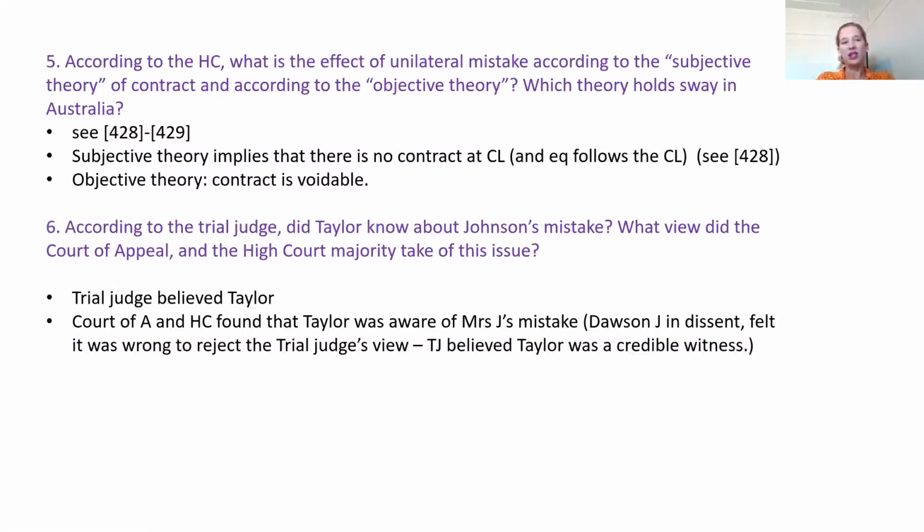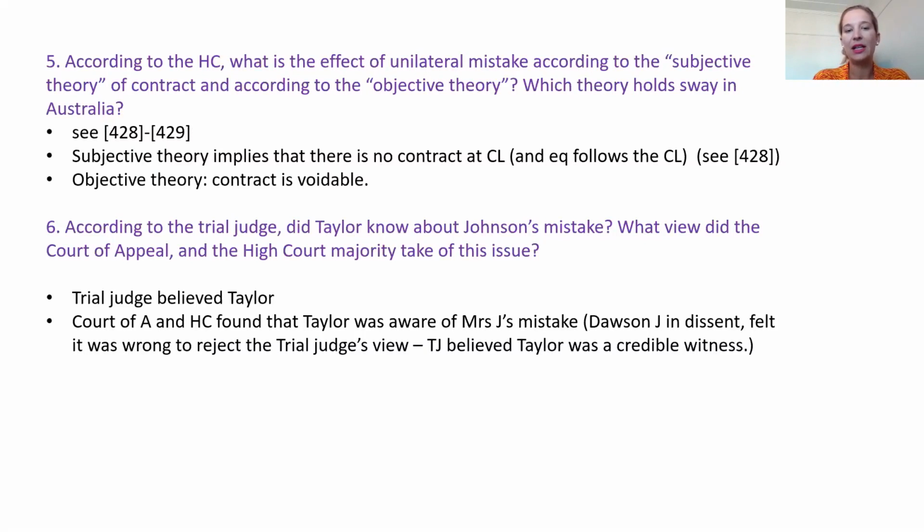Okay, in the High Court judgment, at paragraph 428 to 429, there's discussion of the subjective theory of contract as well as the objective theory. And the majority goes through the fact that the subjective theory implies that there's no contract at common law. And then because equity follows the common law, the result would be that the contract would be void. However, the majority note their preference for, or the persuasiveness of, the objective theory of contract. And under that, the contract is voidable for this type of mistake, which is what was found ultimately. If you're interested in these different theories of contract, have a look at paragraphs 428 to 429.